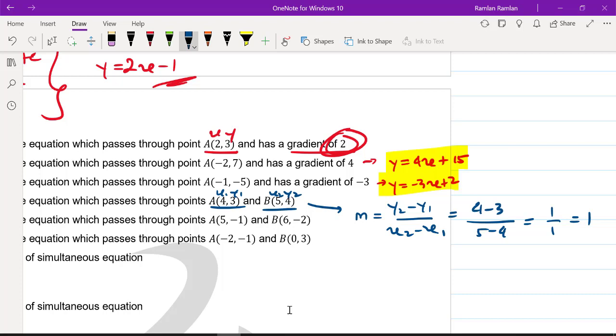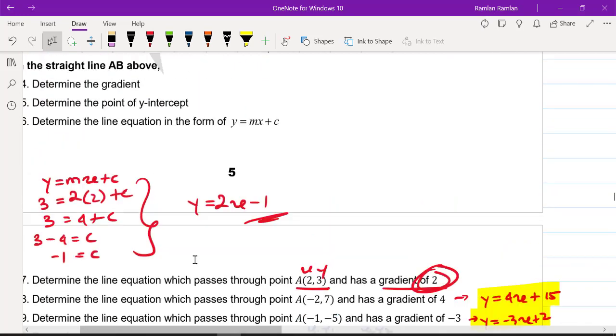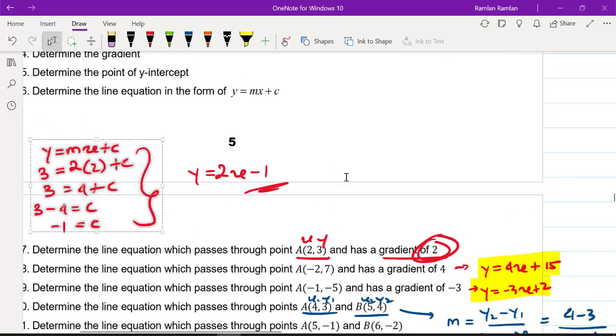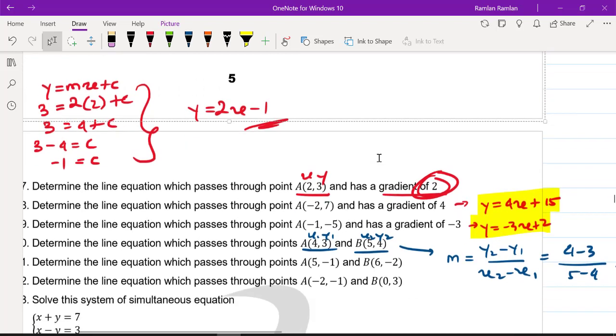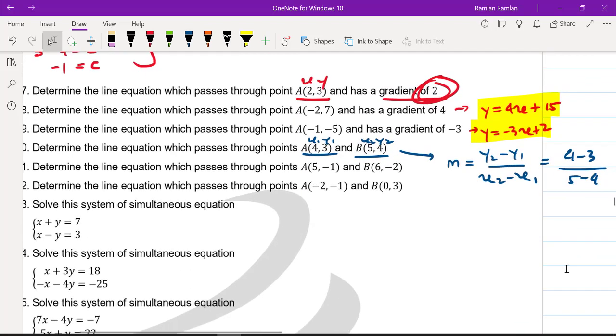Now, when you want to find the value of c, you can use the same thing, the exact same concept as we did over here. But the point that you pick, you actually have an option. It's up to you if you want to use this point or this one. It doesn't really matter. You will have the exact same answer.